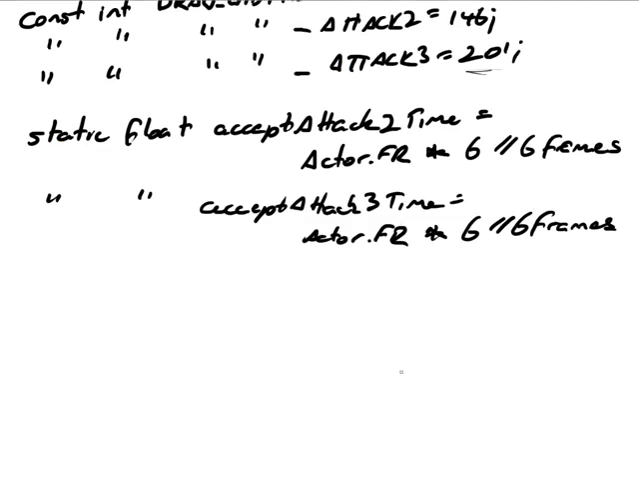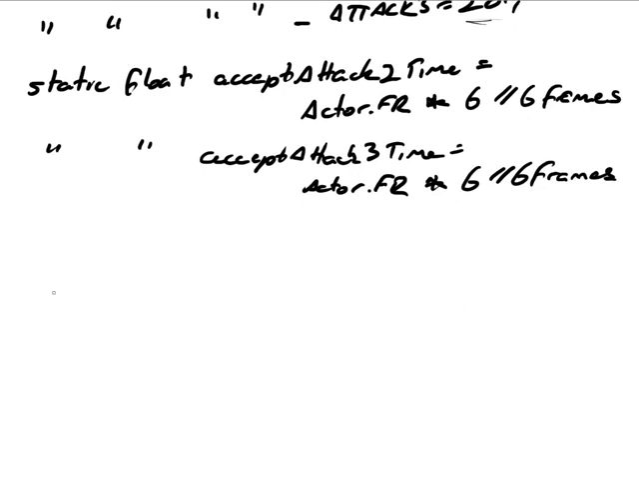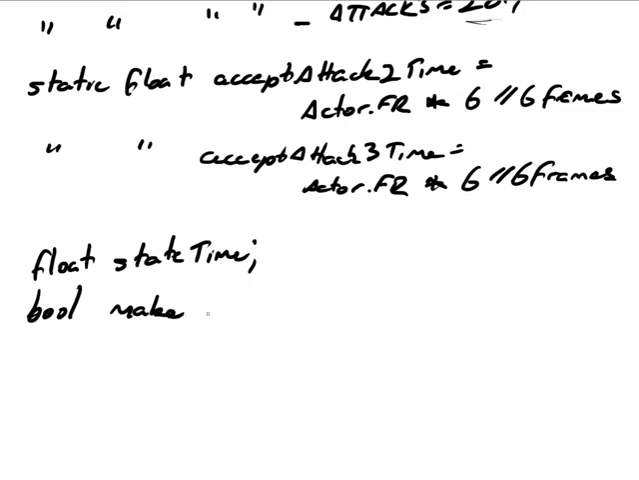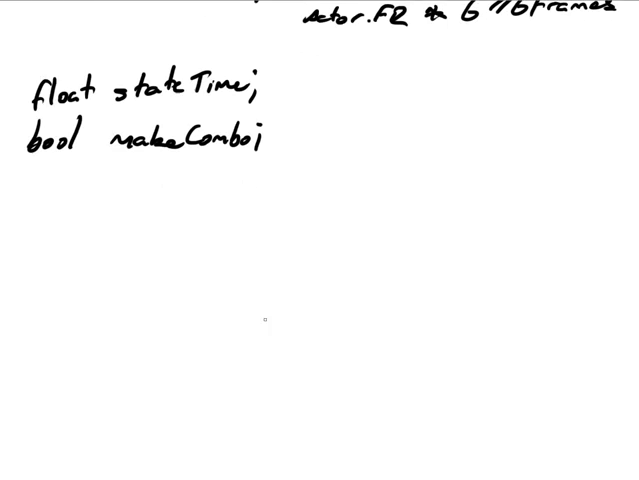And now for all of these we're going to need to add in some way of keeping track of where we're up to. So we'll put in float state time, and we'll need to know if we're going to go on to the next animation or not, or the next attack, which is a bool, which we're going to call make combo. There we go, that's all of that one there taken care of.